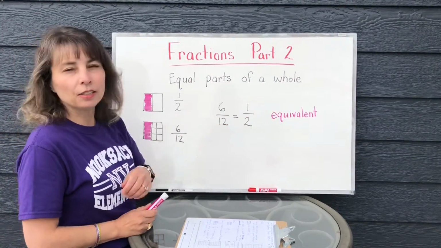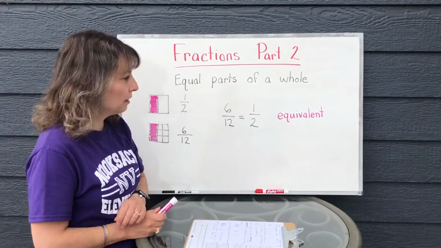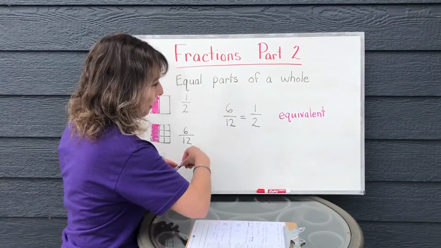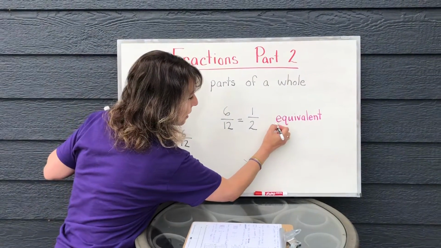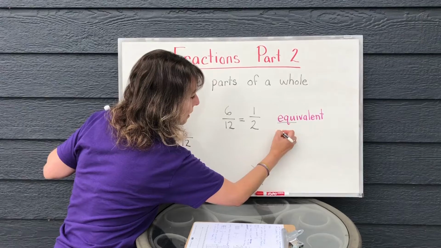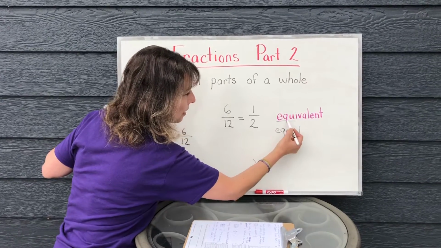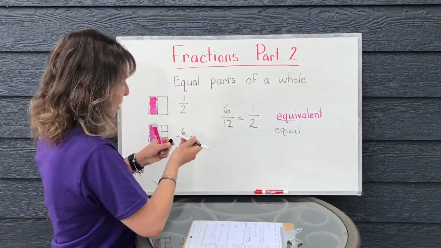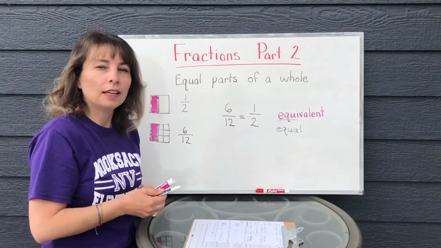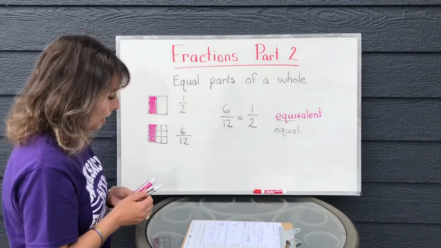These fractions are called equivalent fractions. If you look, even, equal starts EQU. That's how you spell equal. And there's equivalent. So these fractions are equal or equivalent. So let's try another one.